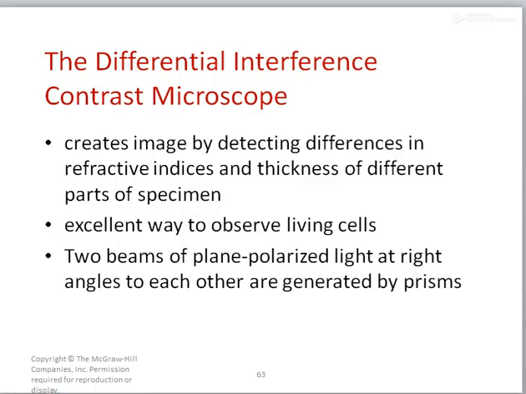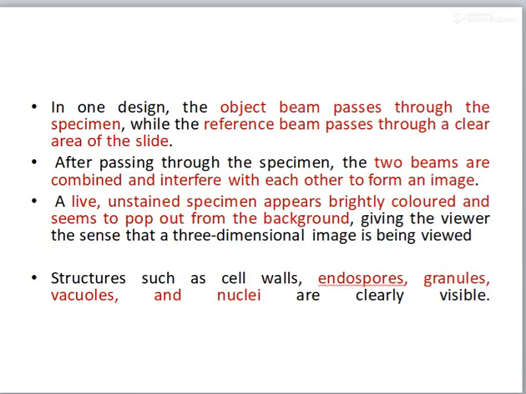Then one more thing, we'll continue with the differential interference contrast microscope. Here you can create an image by detecting differences in the refractive index and thickness of different parts of the specimen, and it is also an excellent way to observe living cells. And here two beams of plane polarized light at right angles to each other are used to generate the light source, and you can see that the object beam passes through the specimen while the reference beam passes through a clear area of the slide, and after passing through the specimen the two beams are combined and they interfere with each other to form an image.